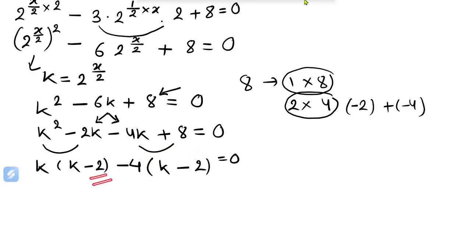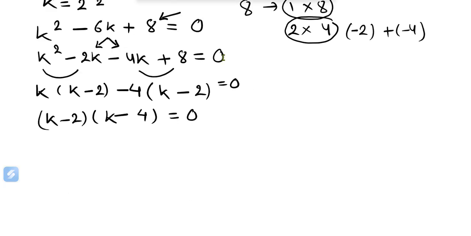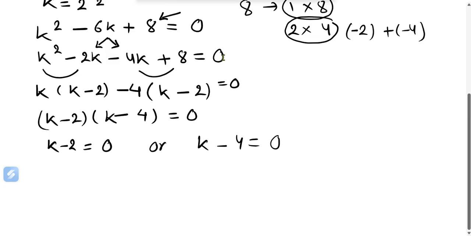Now here we have k minus 2 and the same k minus 2 here. So we can factor out k minus 2. So k minus 2 is factored out, and from the first term we have only k and minus 4 from the second term. Now that means k minus 2 is 0 or k minus 4 is 0. So from here, we can say k is equal to 2. We can add plus 2 on both sides, or we can add plus 4 on both sides here. So k is equal to 4.